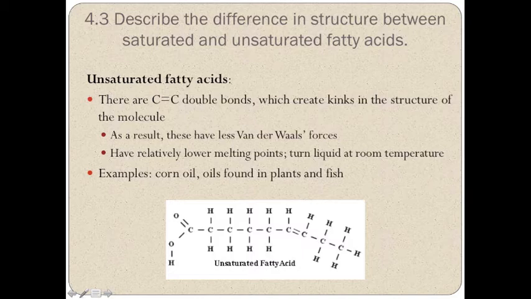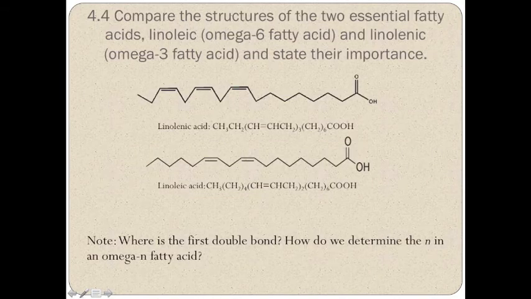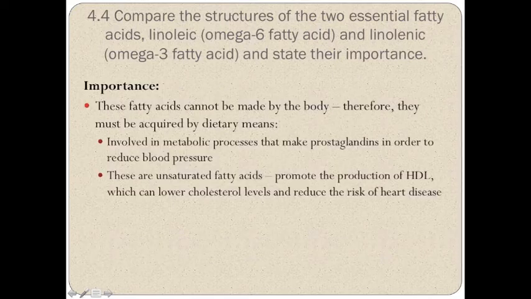Below is an image of an unsaturated fat, and you can see the double bond in the carbon towards the right. This is an image of a linolenic acid above and a linoleic acid below. You can notice the position of the double bond, with the linolenic acid having it at the third carbon, while the linoleic acid has it at the sixth carbon. This is how you come up with the name omega-3 or omega-6 fatty acid.